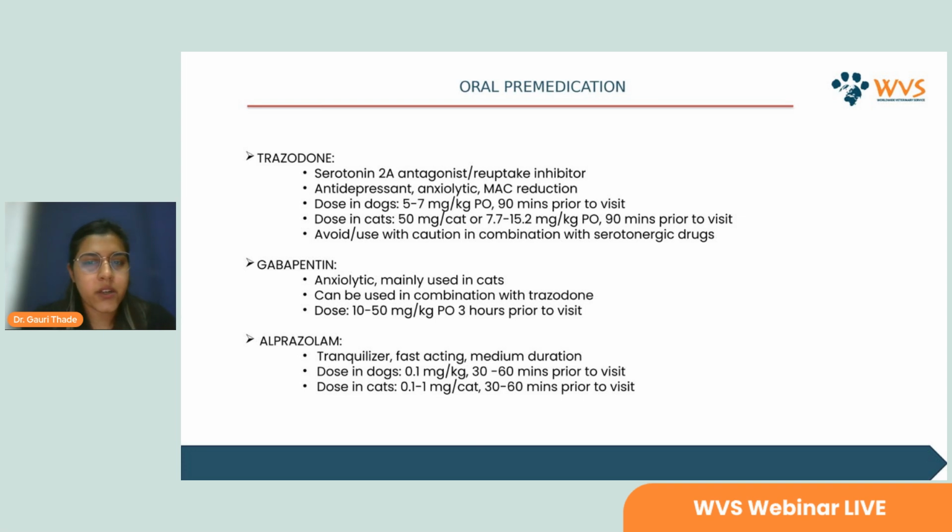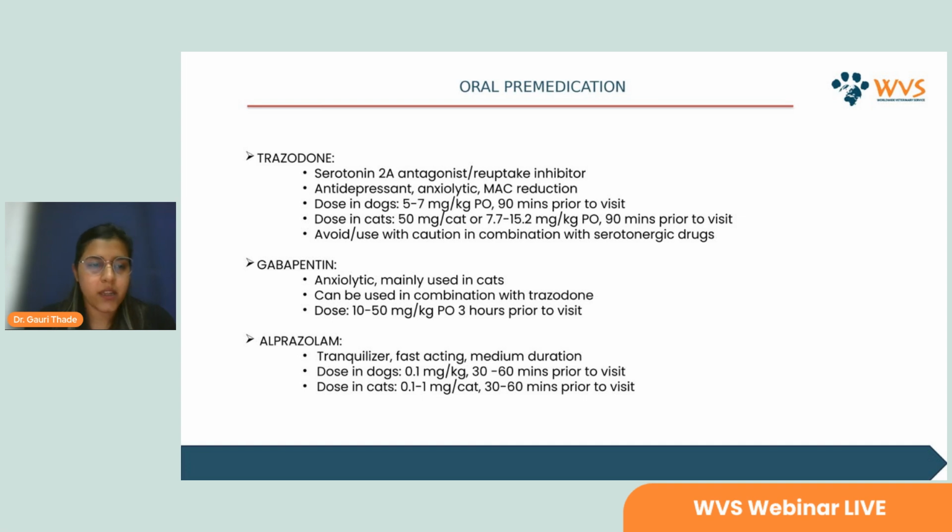Alprazolam can be considered when you have reached the top of your dose of maybe a trazodone, where you're worried that they may have serotonin syndrome. Alprazolam is a benzodiazepine. It's fast acting. It's a tranquilizer. And the doses mentioned here are just for a one-time use prior to the vet visit.